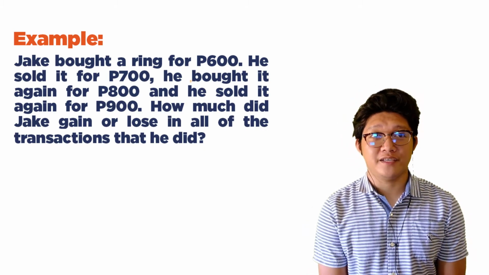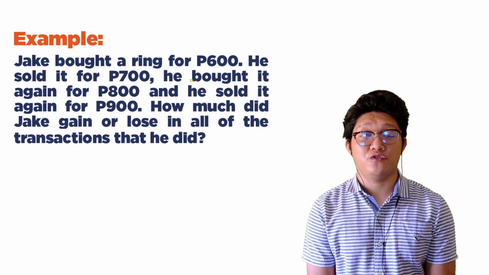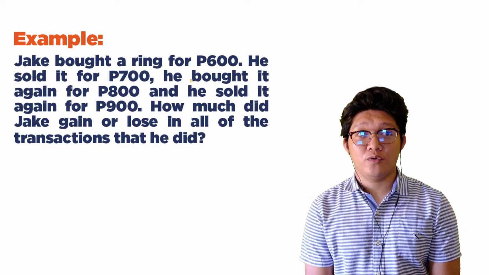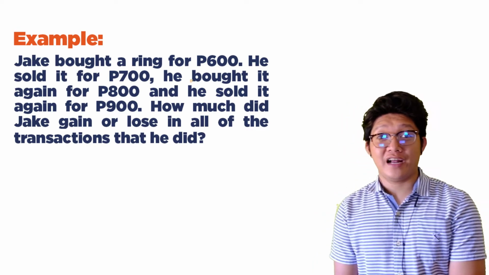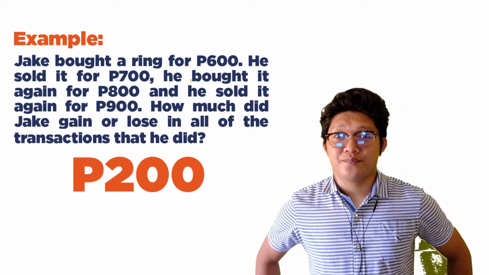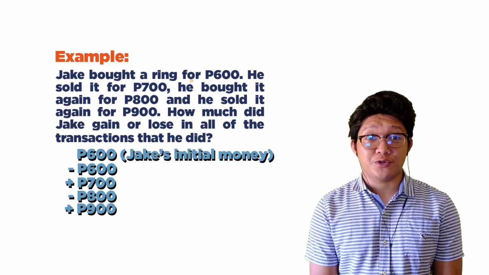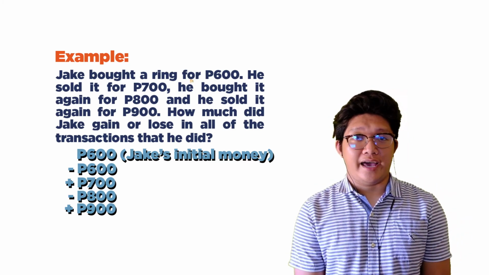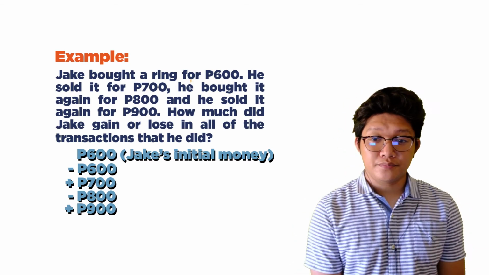Okay, now that is 5 seconds, and I think some of you might have answered the question and some of you might not have, because we're not really sure what operations are used. For that question, the correct answer is 200 pesos. He gained 200 pesos. Now, what are the operations used? We use addition and subtraction in order to come up with the correct answer. And that is an example of a non-routine problem.